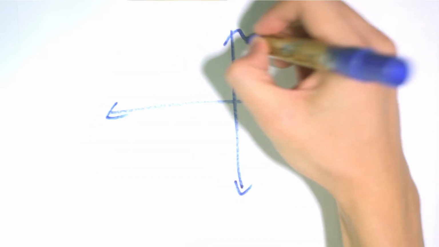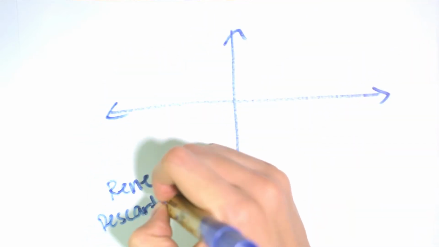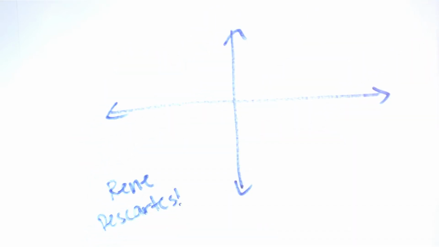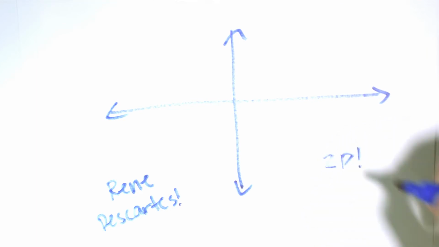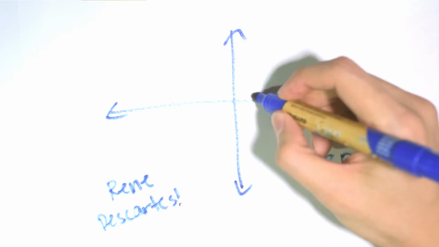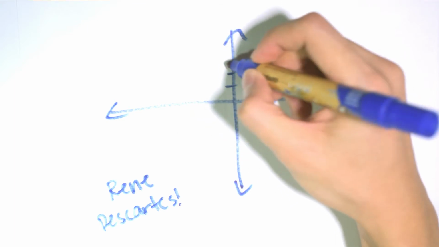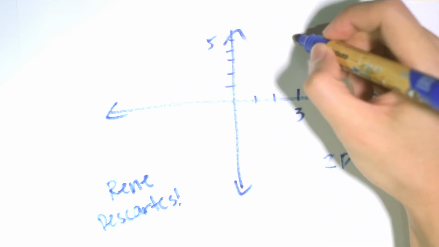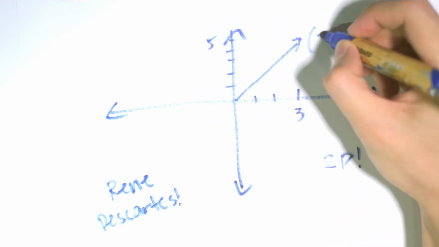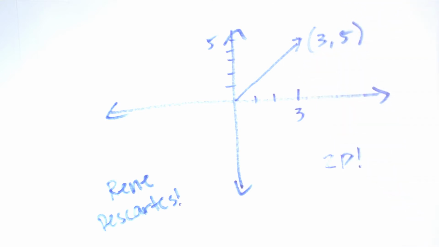Take, for example, what we usually see at school, the Cartesian plane. You can think of it as a two-dimensional vector space, meaning it has two coordinates, an x-coordinate and a y-coordinate. We assume that all vectors start from the origin and extend to their corresponding coordinates. So for this example, 3 and 5.